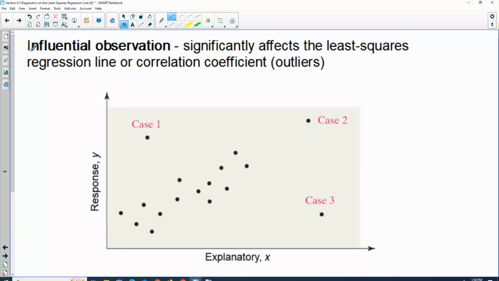The last thing I want to talk about is influential. Influential is a point that would significantly change our regression line. All right, look at these 3 points. Here's my scatter plot. And then I've got case 1, 2, and 3. Is everybody looking at those 3 points there? Which of those do you think would not be influential?